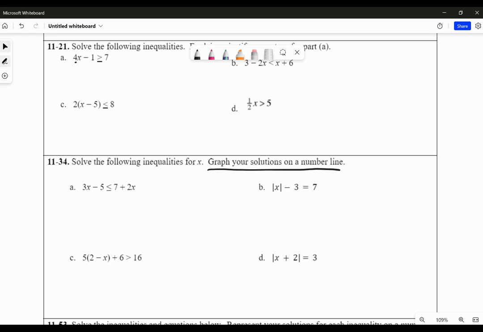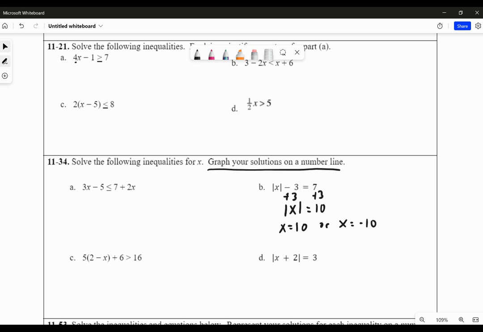Now notice you have these bars right here. These are called absolute value bars. Let's go ahead and do B together so you have an understanding of what to do. Notice that my -3 is outside of those bars. If it's inside those bars, we'd have to solve this a different way. Because with it outside, I can add 3 to both sides of the equation. So I get the absolute value of x is equal to 7 plus 3, which is 10. But what does that mean? It means the absolute value of x. So that means x can equal 10 or x can equal -10.